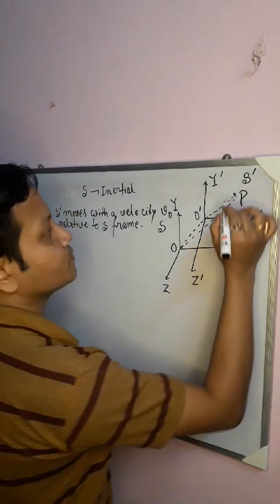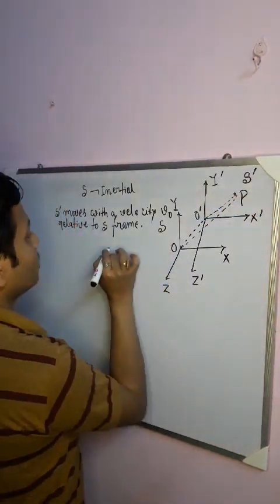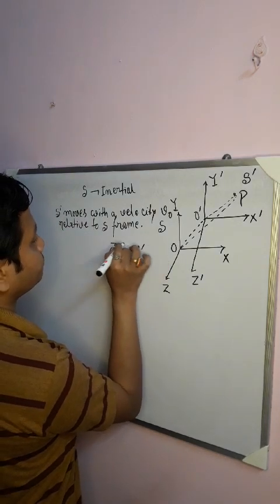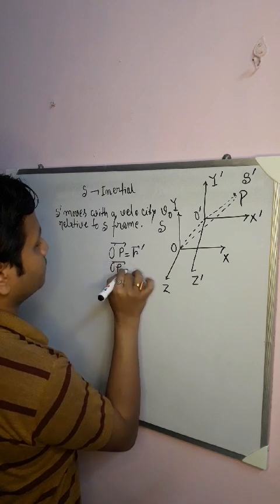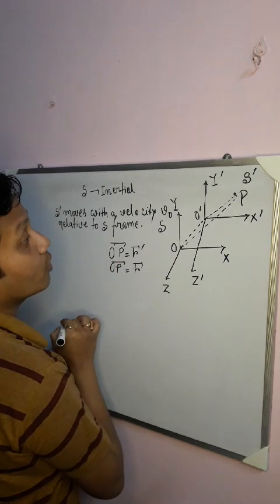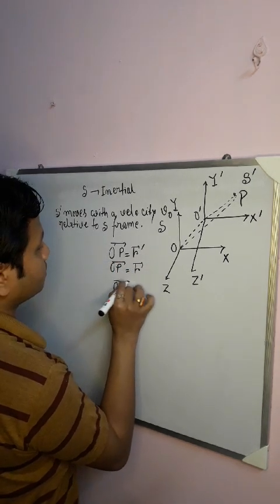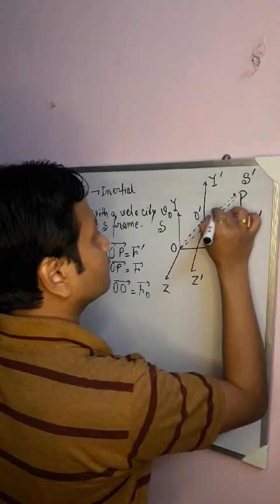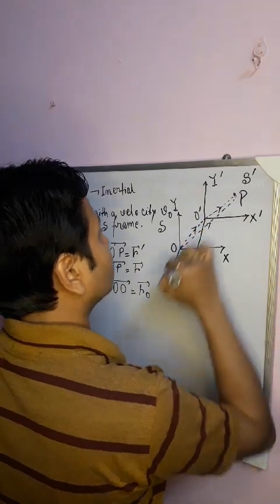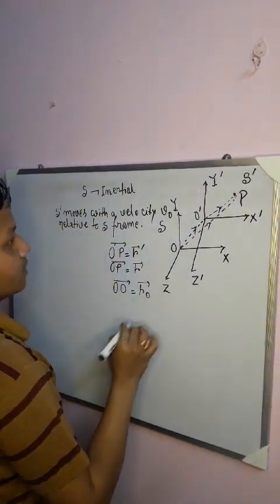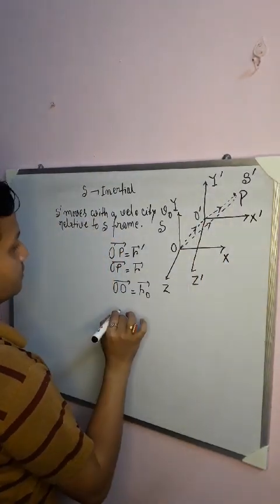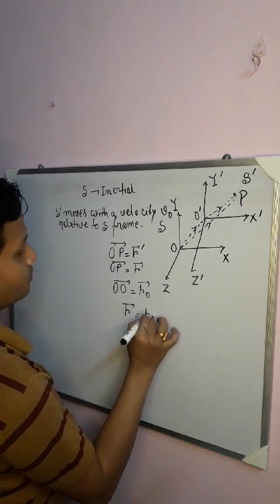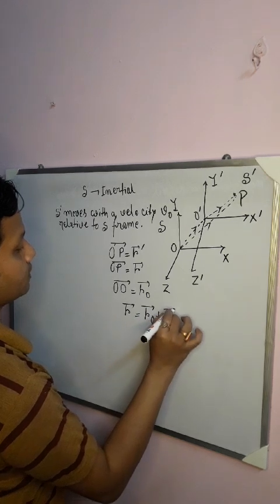So suppose O dash P is r dash, OP equals r, and OO dash is simply r naught. Then what we can write from the figure: this plus this equals this, that means r equals r naught plus r dash.